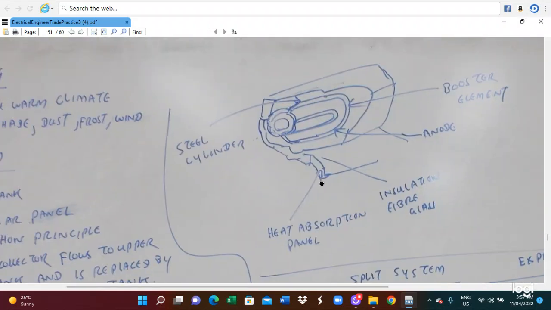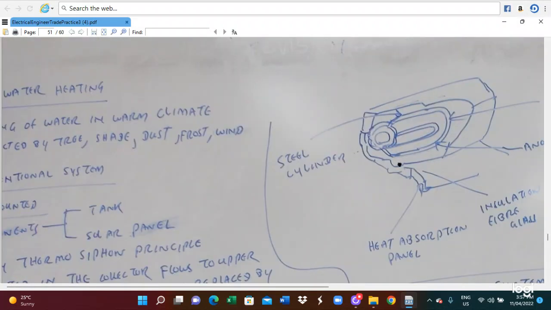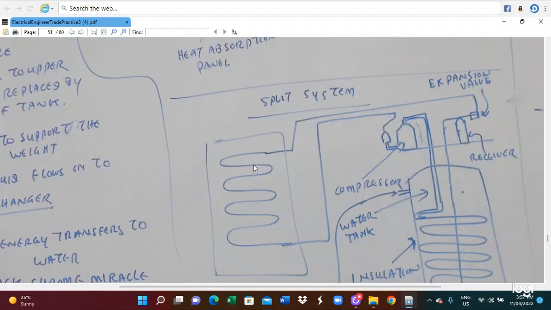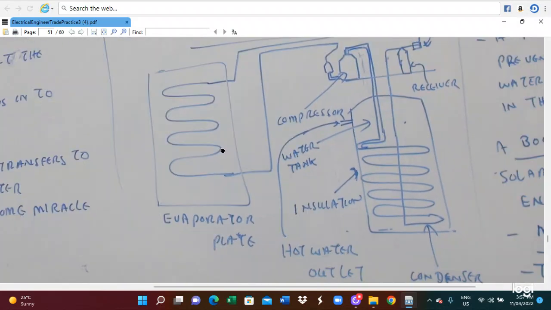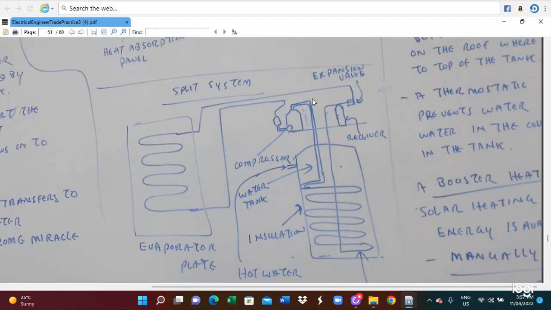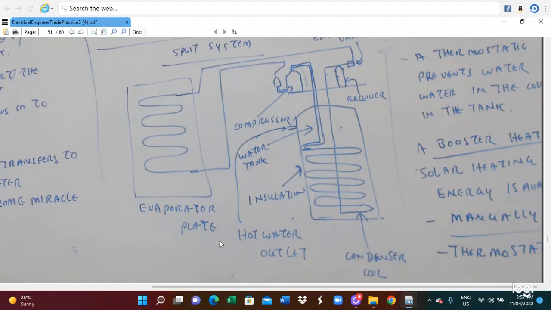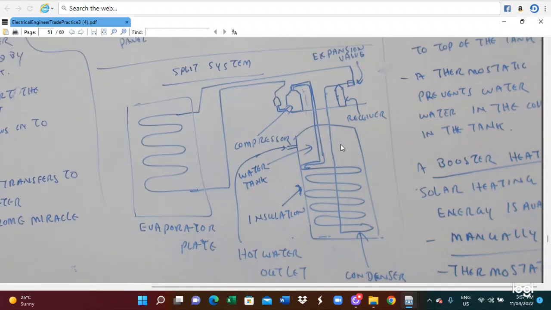So here is the construction of the solar water system: solar water bottom element, anode, steel, heat absorbing panel, and insulation. Now here is a split system. In this case, the components are the expansion valve, receiver, compressor, water tank, and evaporator. They are the components of the split system.